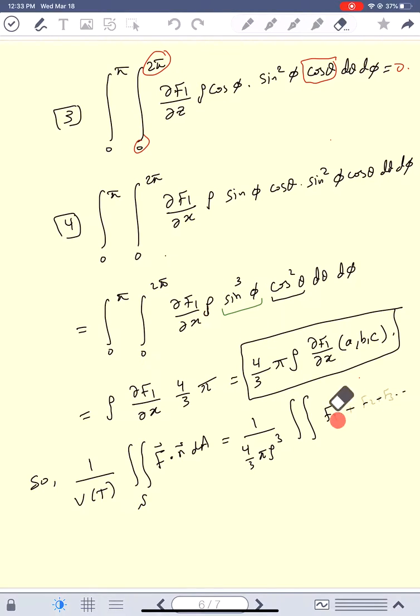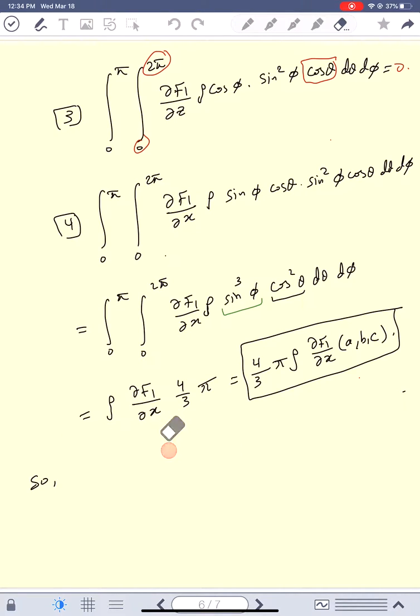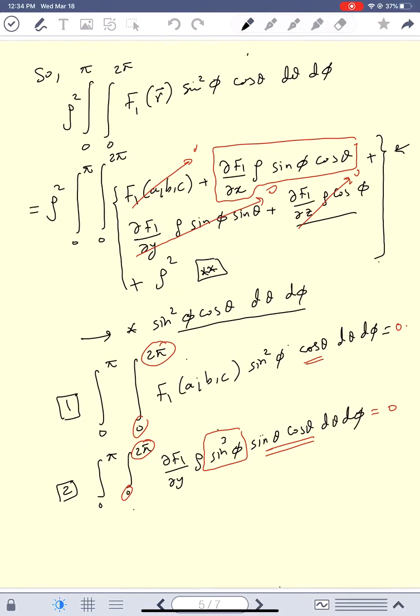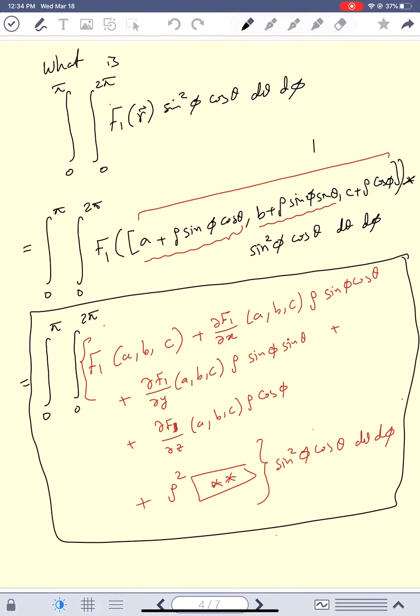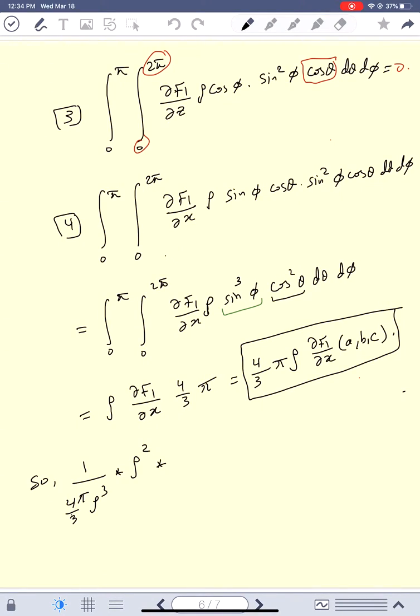So now if we just take the first part, so what was the first part? It was 1 over 4 pi over 3 rho cube times rho square, this is what we're doing, times rho square, and this integral in the end, after doing these computations, it was 4 over 3 pi rho df1 by dx at a, b, c.